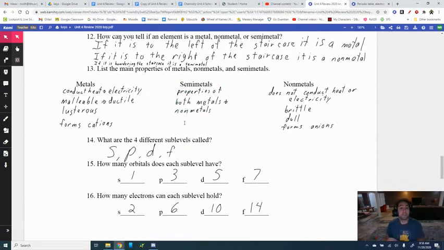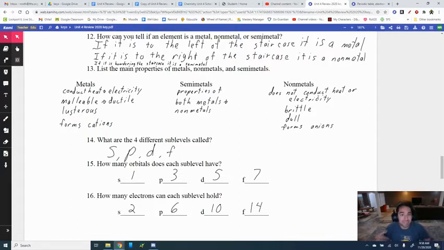Okay, so properties of metals, semi-metals, and non-metals. So metals conduct heat and electricity. They are malleable and ductile. So remember, malleable and ductile, that just basically means they can be formed into shapes without breaking. Lustrous is a fancy science word for saying shiny, and metals generally form cations or positive ions.